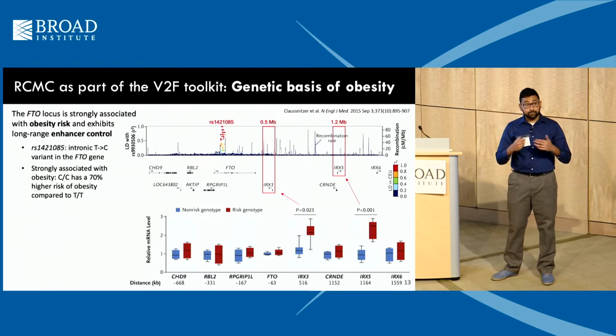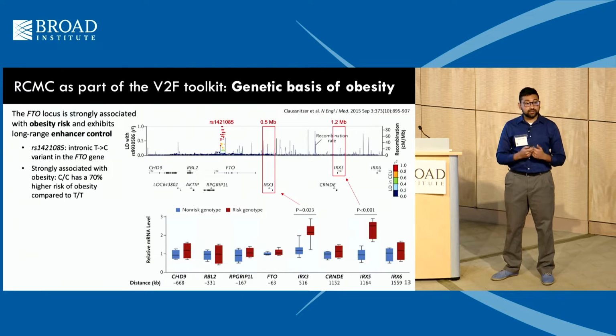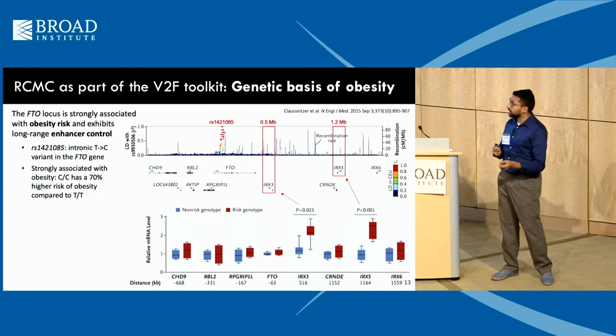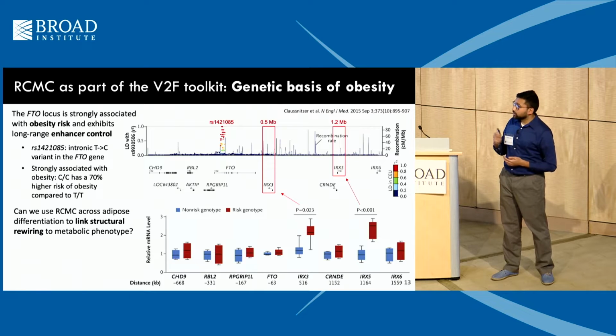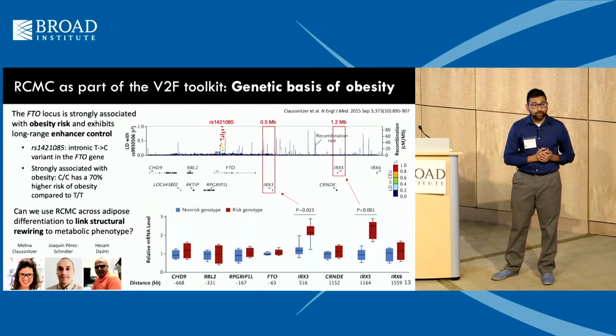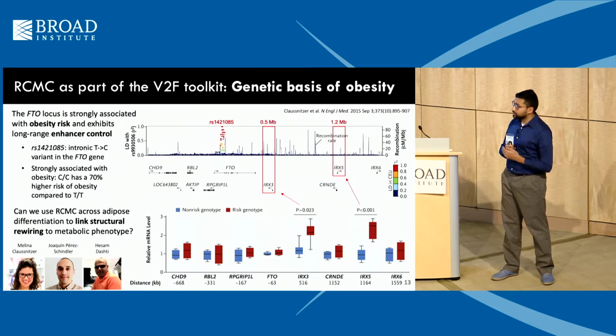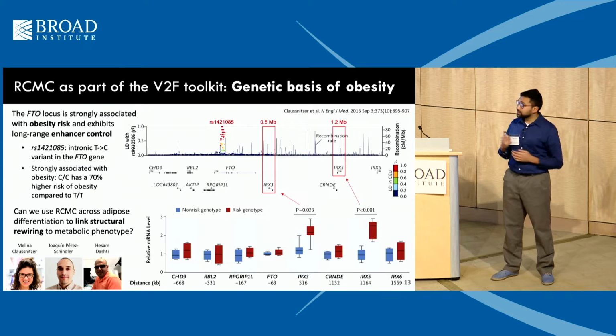So the question began: how can we begin to reconcile this? Is there perhaps a structural role, in terms of contact, being played to link this variant to these 2 different genes? I've been extremely lucky to work with a set of fantastic collaborators, Melina, Joaquin, and Hassam, and I'm going to be diving into some of the work that we've done together.